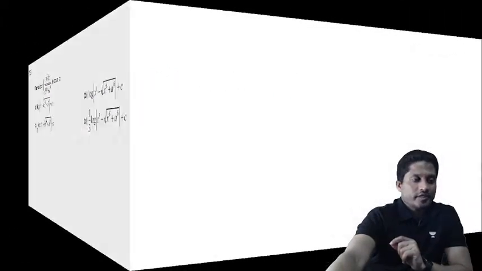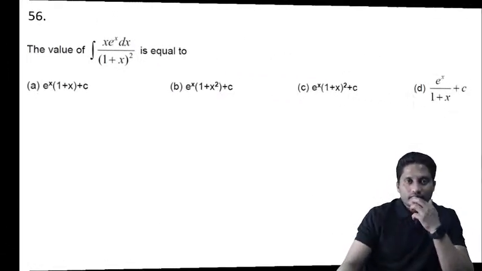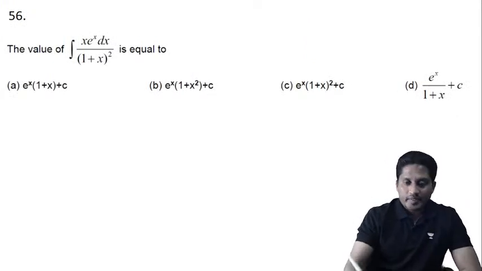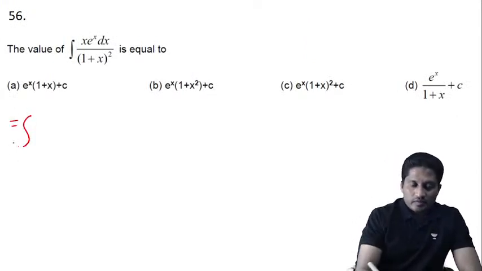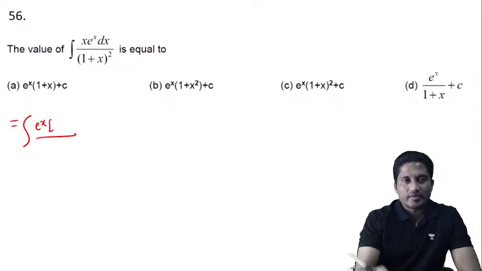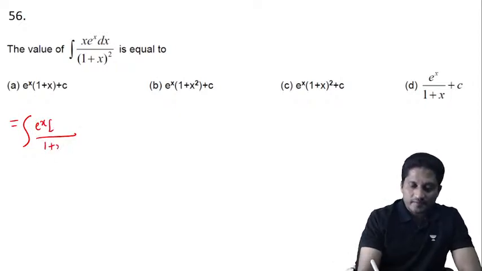Alright, let's move to the next question. Again 21 paper. e power x into a bracket. It's a standard NCERT question only. 1 plus x the whole square. Okay, this x can be written as 1 plus x minus 1. Add 1, subtract 1 and then dx.